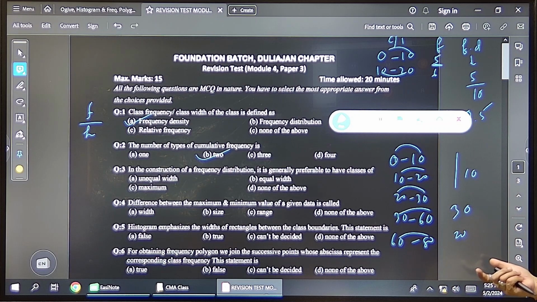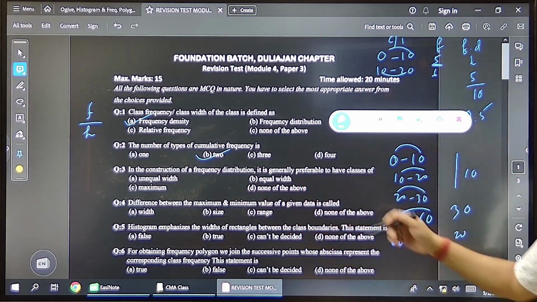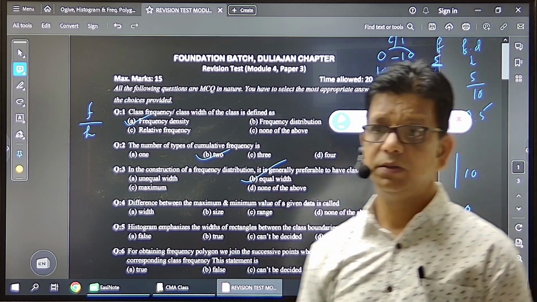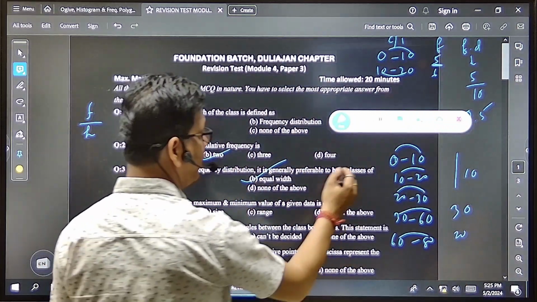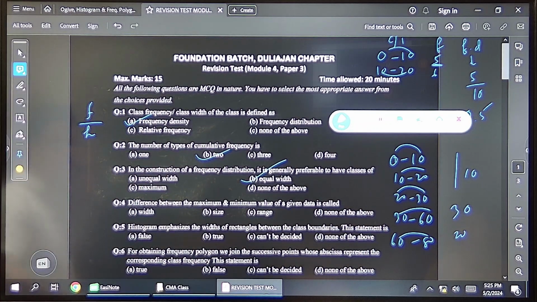If not equal, that was in the PDF. I explained in the last class what we do: we adjust the frequency. So in the construction of frequency distribution, we prefer equal width. If unequal, that can be done, but in that case modification of the table is required. What do we find in that case? We find adjusted frequency. You can go through the PDF.